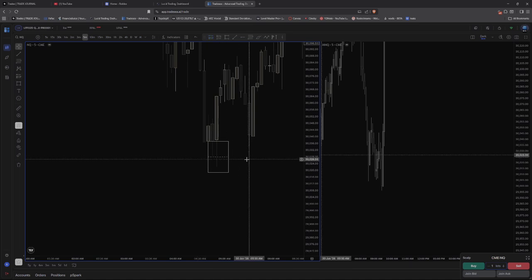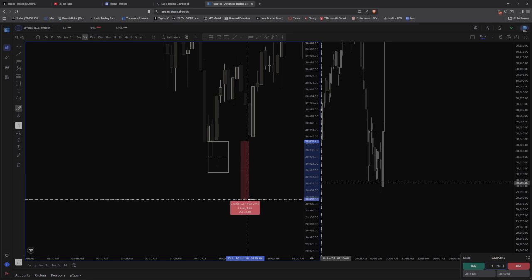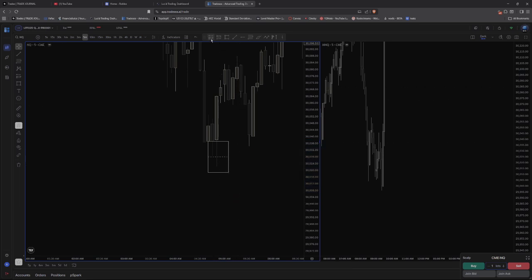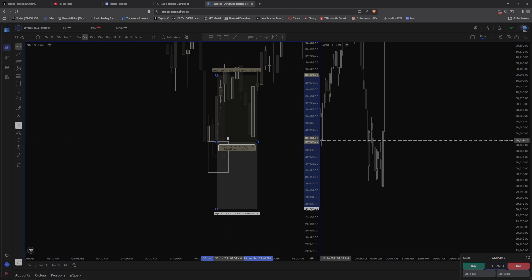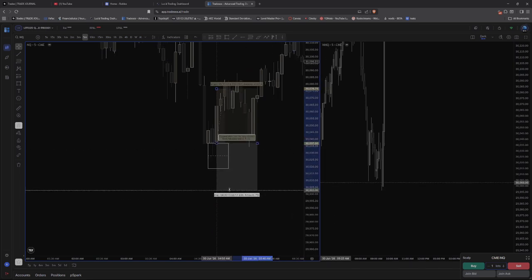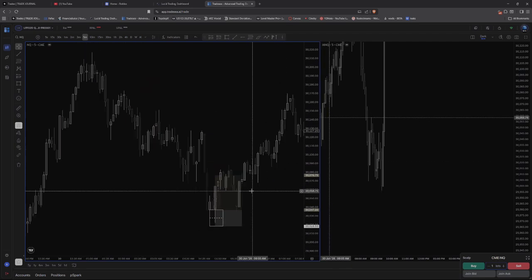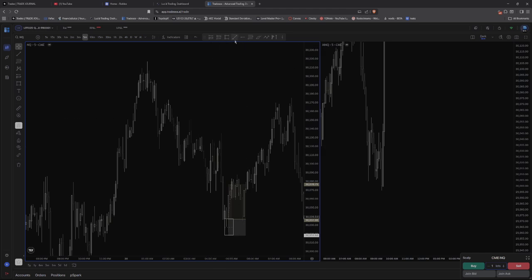I like to take rejection blocks that are less than 35 points. Okay? If it's less than 35 points, I won't be taking the CE of it. I'll just place it at the very base of the rejection block. And as you can see, we have a pretty good draw on liquidity here, right?